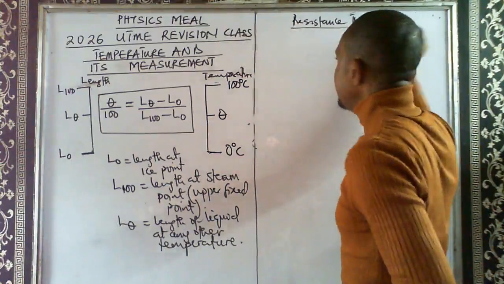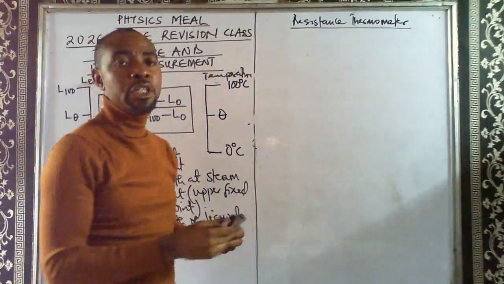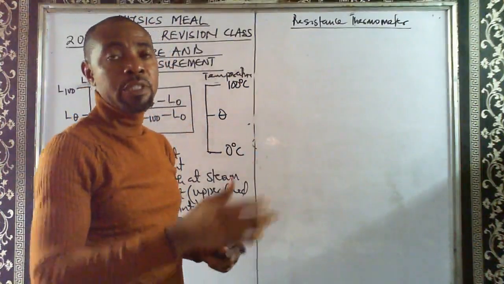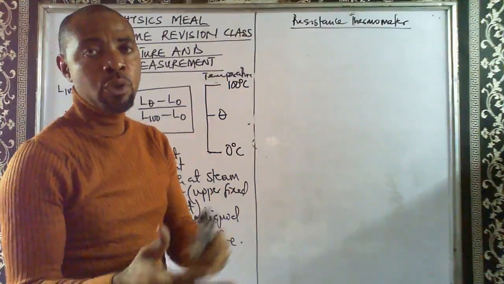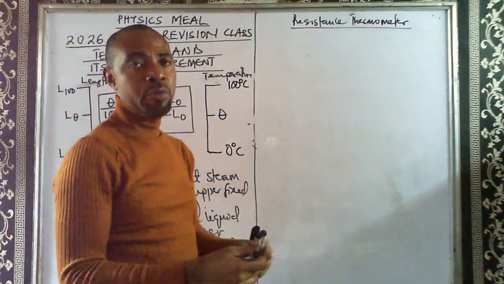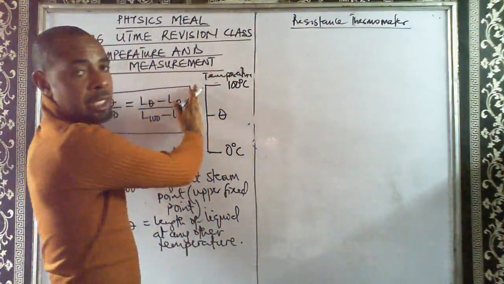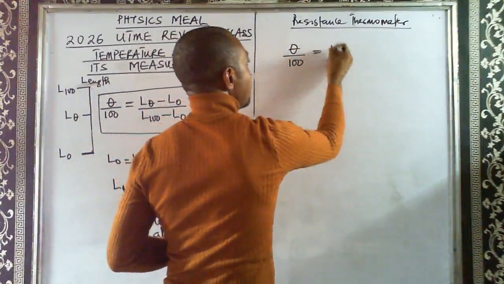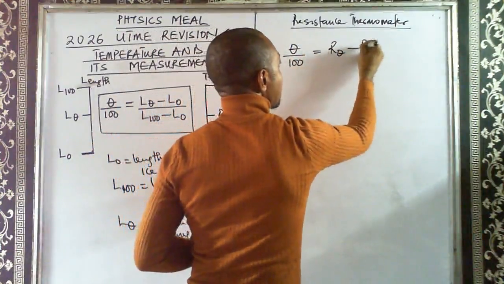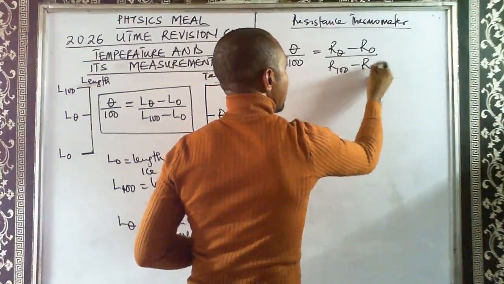We can apply the similar principle here in resistance thermometer, because temperature changes with what? Resistance, or resistance changes with what? Temperature. A change in the temperature will result in a change in the resistance. So in that case, we are going to have a similar expression here, that theta over 100 will give me R theta minus R0 all upon R100 minus R0.